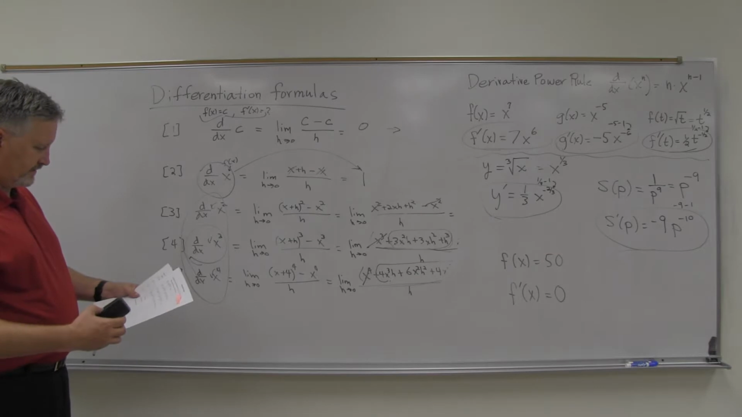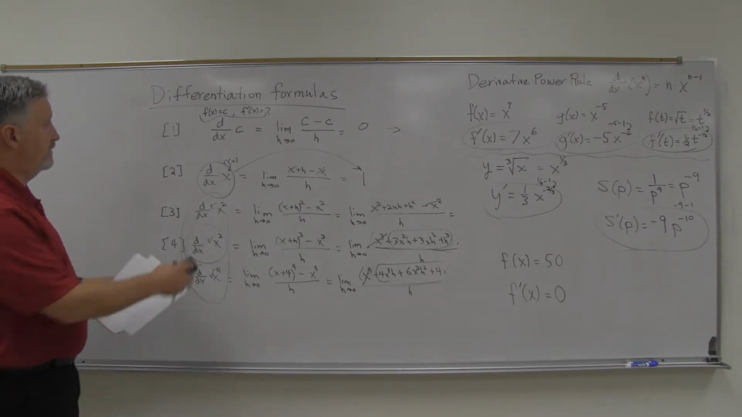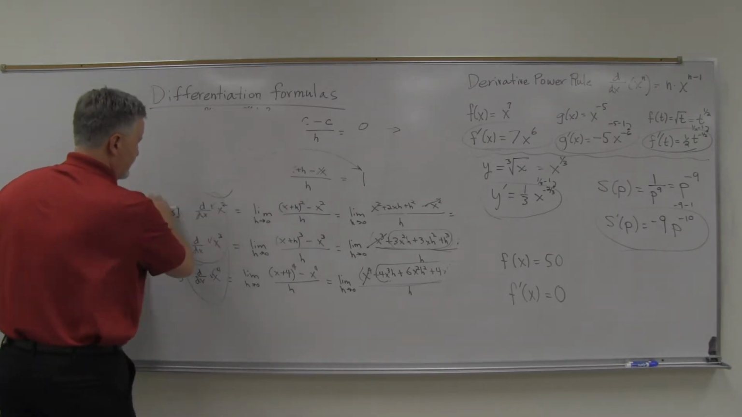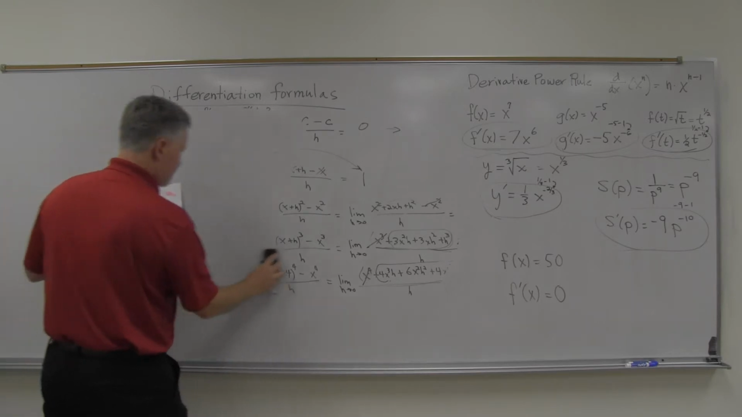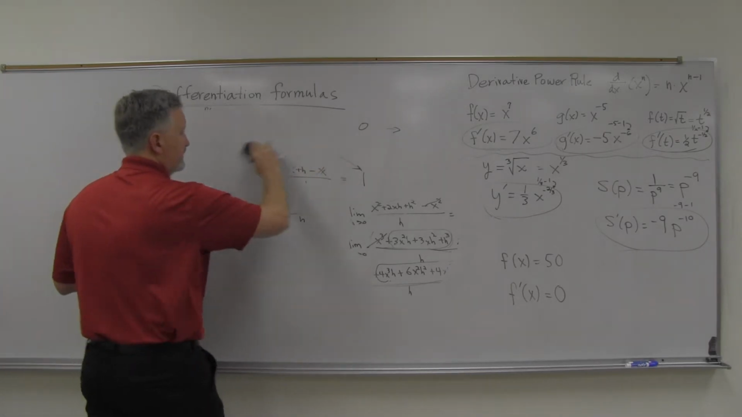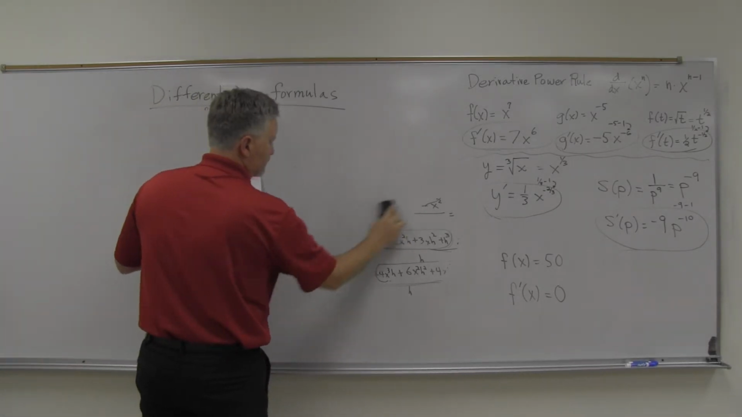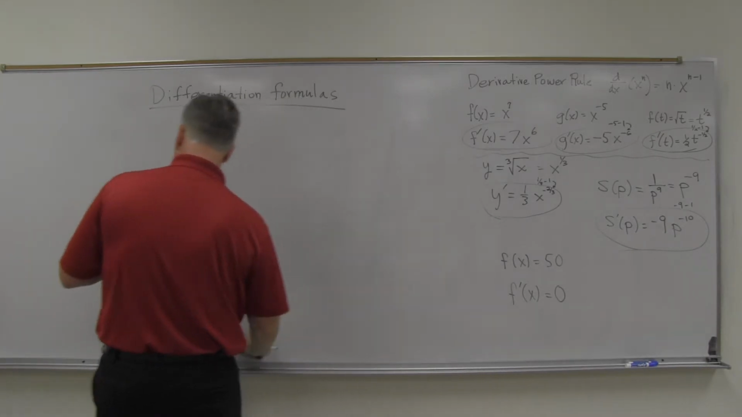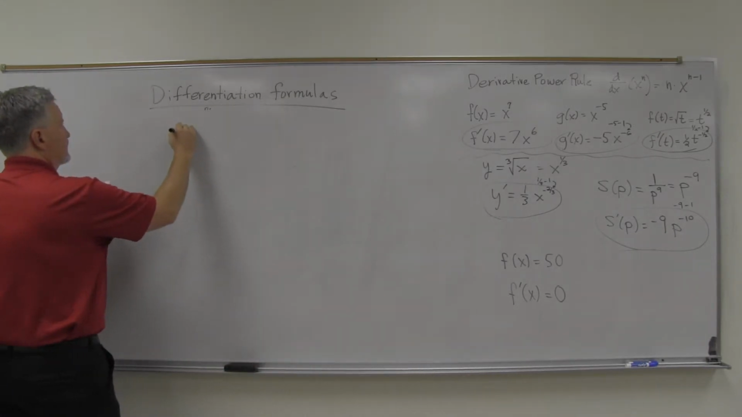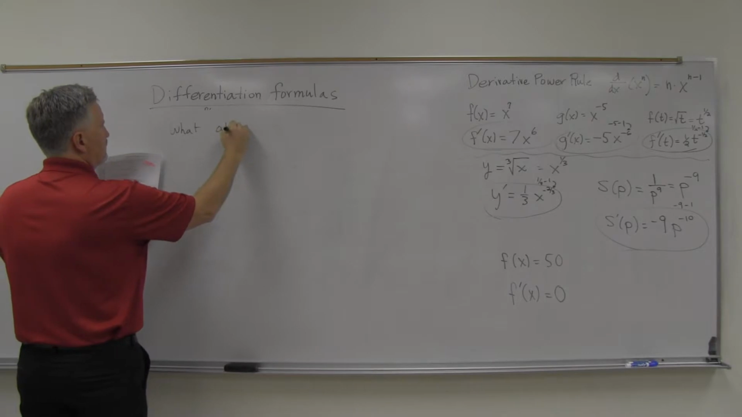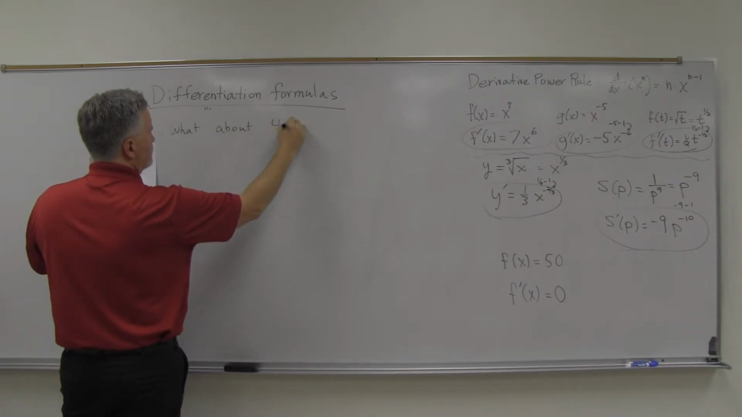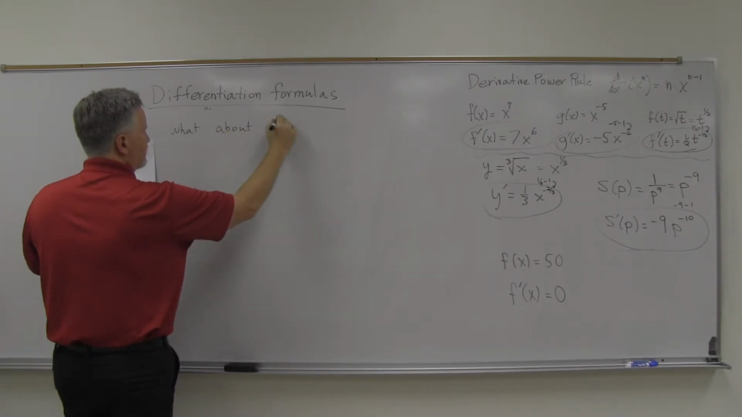All right, now on the handout, at the very bottom. So at the bottom of the handout, I said, what about 4x to the 6th? d/dx of 4x to the 6th?